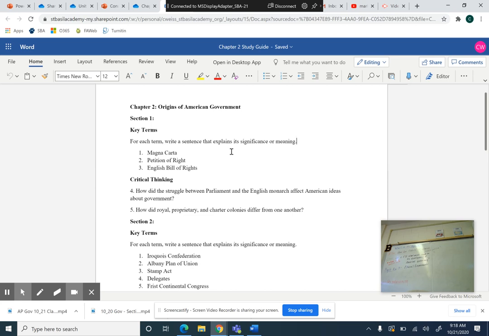What do you guys have down for Magna Carta? Morgan? An English document signed by King John, instituted rule of law, and protected certain individual rights. One more time. English document signed by King John that instituted that rule of law and protected certain individual rights.